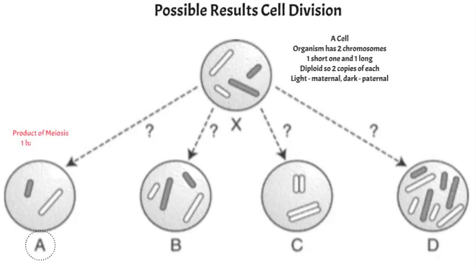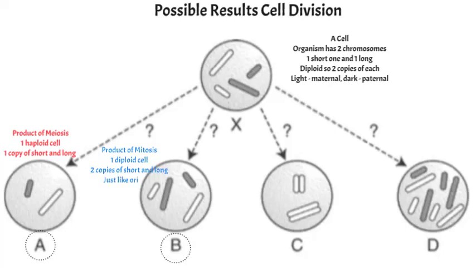If we look at cell A, we see 1 copy of each chromosome, 1 short and 1 long. This is the haploid cell that would be produced from a meiotic division, a gamete or sex cell. Next, cell B has 2 copies of the long chromosome and 2 copies of the short chromosome. Even though they're not in the same physical location as the original cell, these 2 cells are genetically identical. Therefore, this would be the product of a mitotic division.